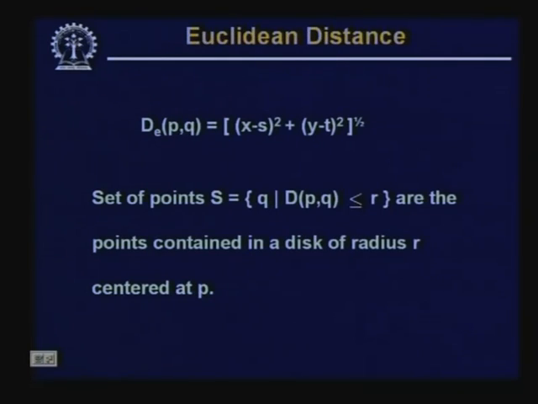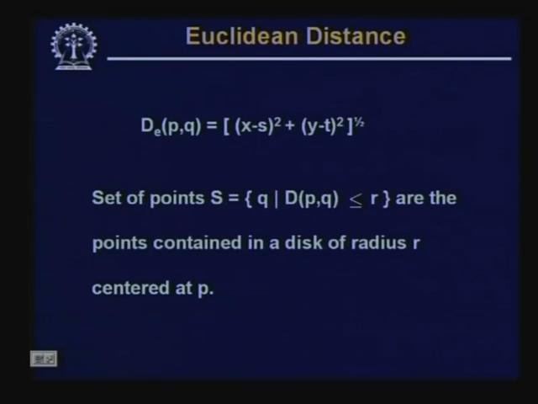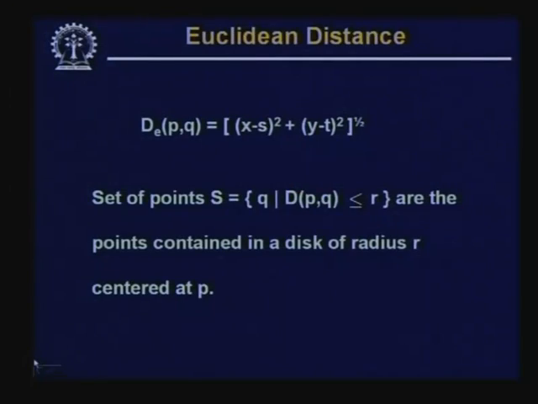So, in case of Euclidean distance, you find that the set of points q, where d p q, the distance between p and q, obviously we are talking about the Euclidean distance, is less than or equal to some value r. The set of all these points are the points contained within a disk of radius r, where the center of the disk is located at location p. And again, this is quite obvious.